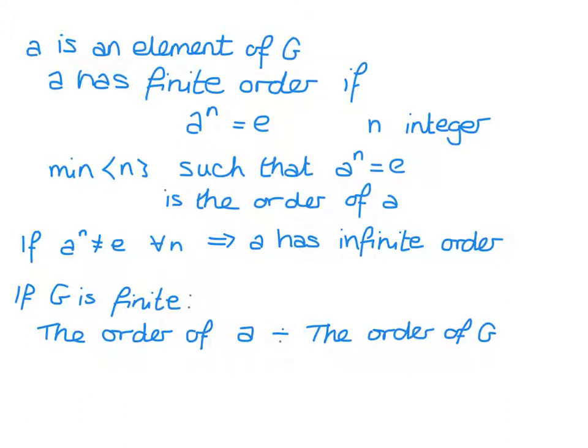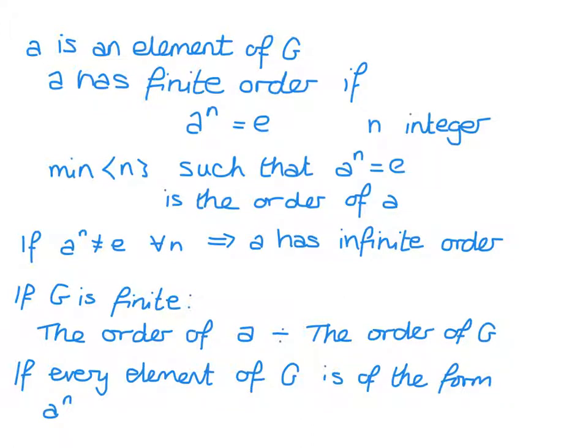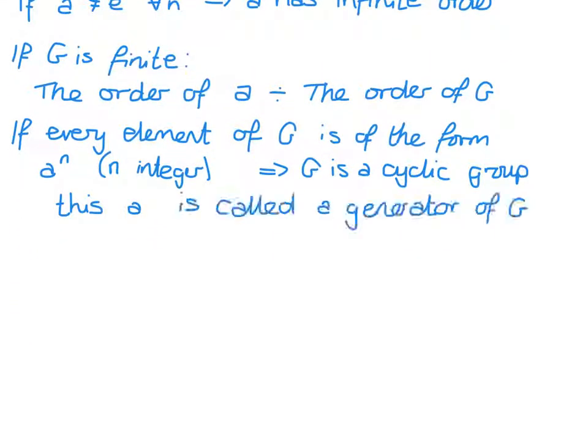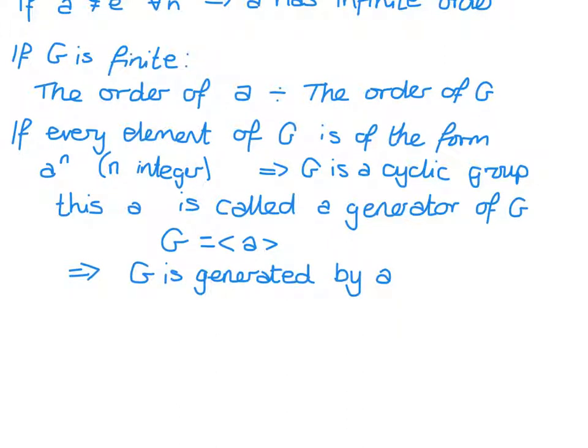Let G be a group. If there is an element A in G, such that every element of G has the form A to the power of n, for n which is an integer, then G is called a cyclic group. The element A is called a generator for G, and the notation G equals angle brackets A is used to show that G is generated by A.